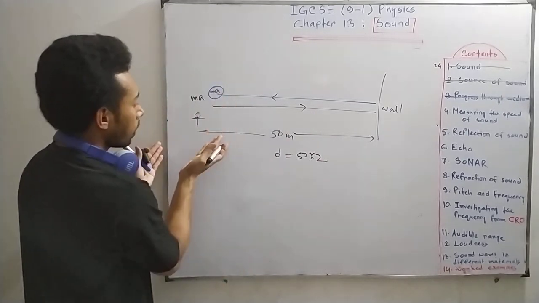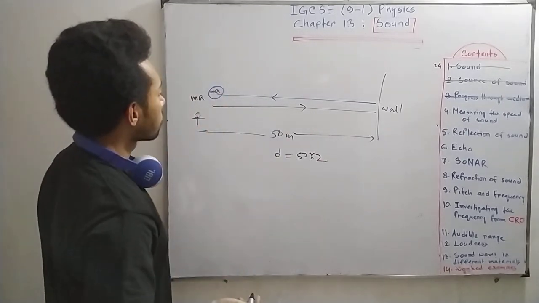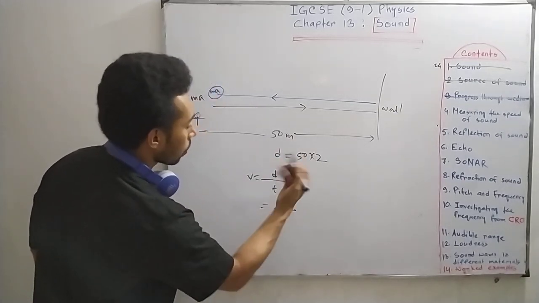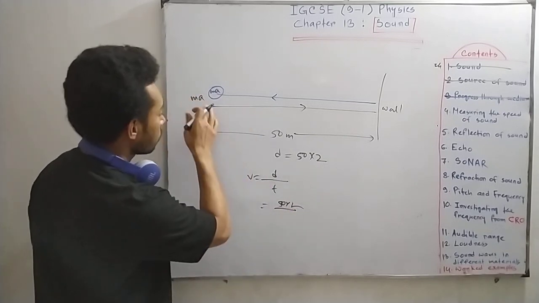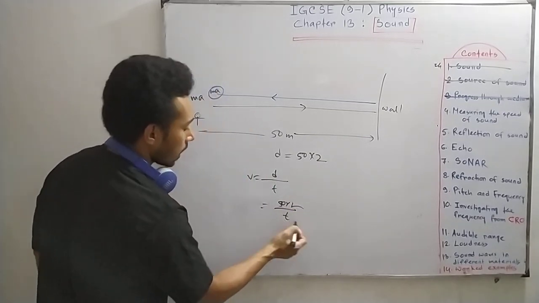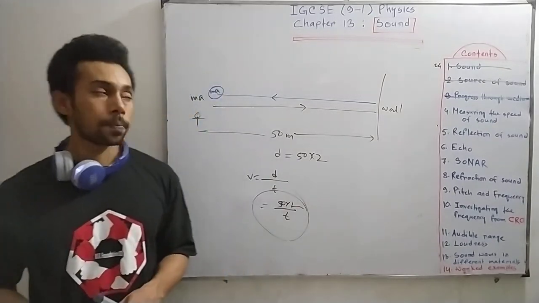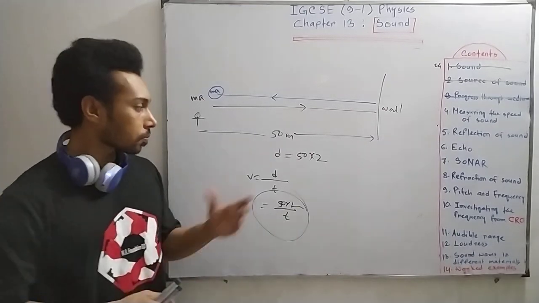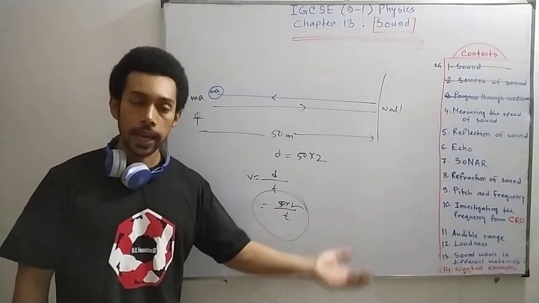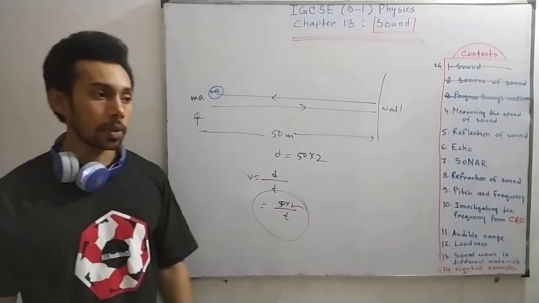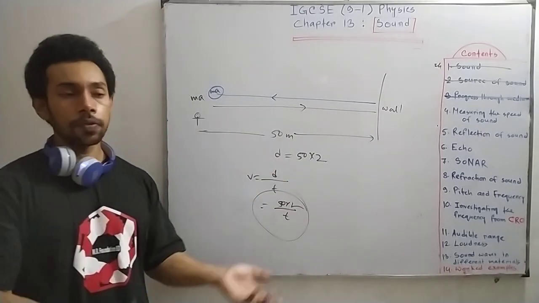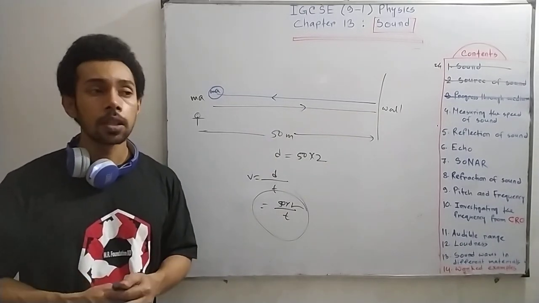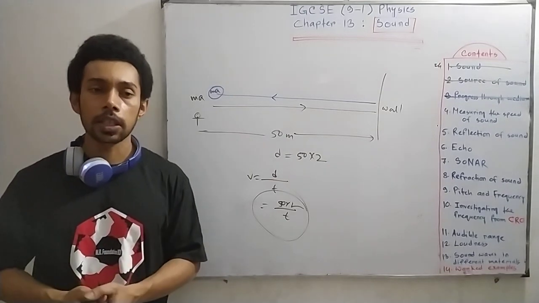You have timed it with your stopwatch, and using the formula v is equal to d by t, with d as 50 into 2 and the time you have recorded, you can measure the speed of sound. So a reflected sound wave is called an echo, and this method also has some uncertainty, reaction time error. To reduce the effect of reaction time error, you can do the experiment by increasing the time.